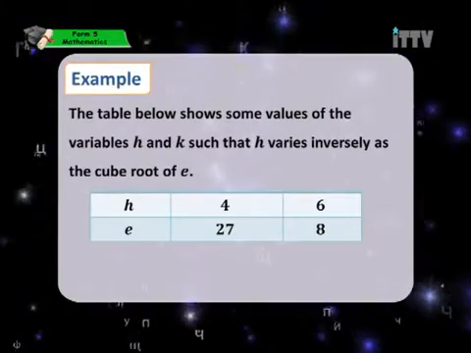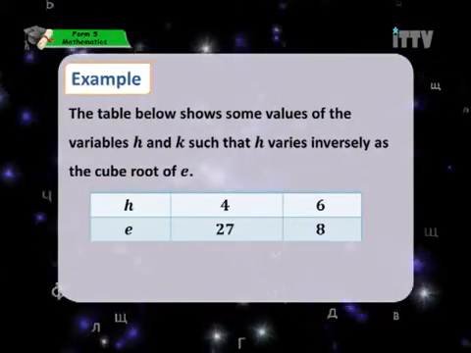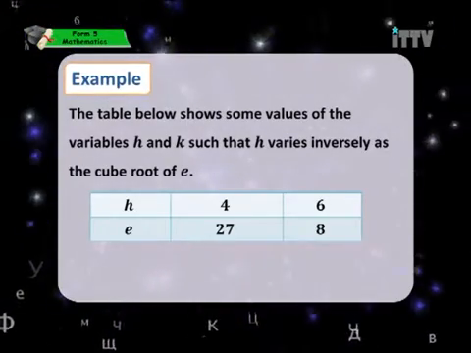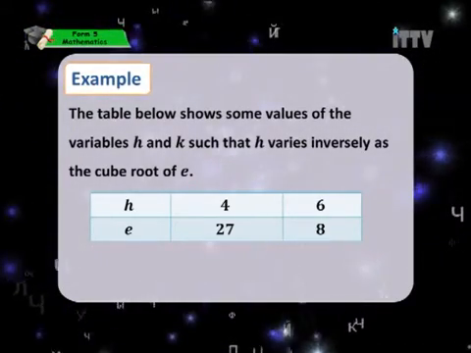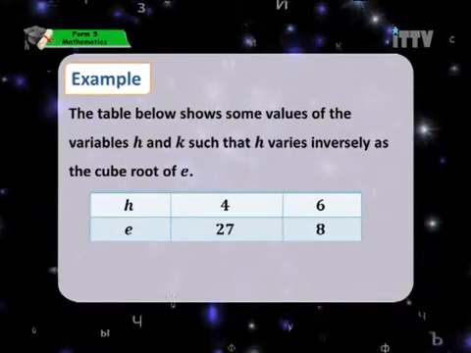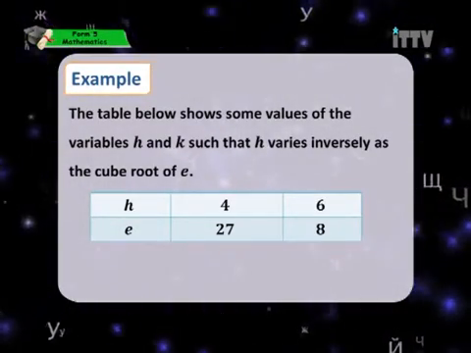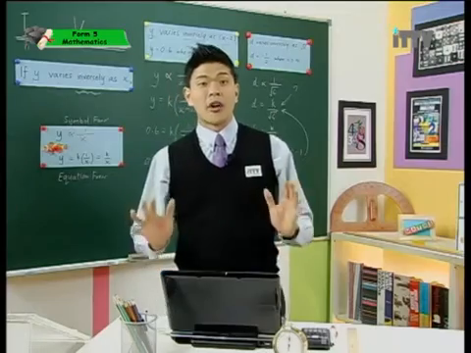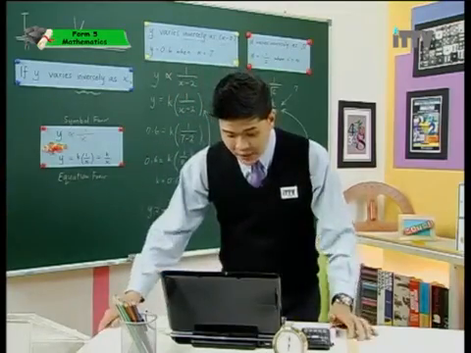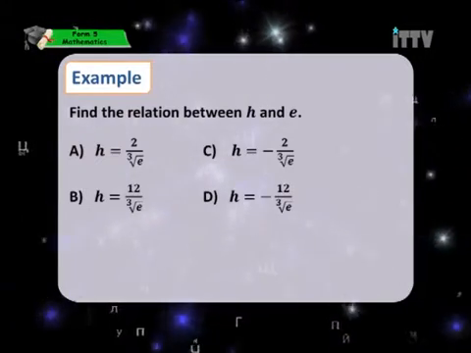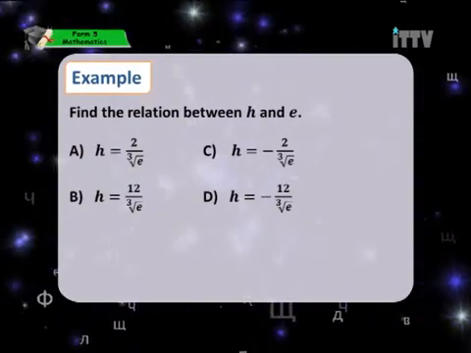The table below shows some values of the variables h and k such that h varies inversely as the cube root of e. So h is 4 when e is 27, h is 6 when e is 8. Alright, let's take a look at the next part. Find the relation between h and e.